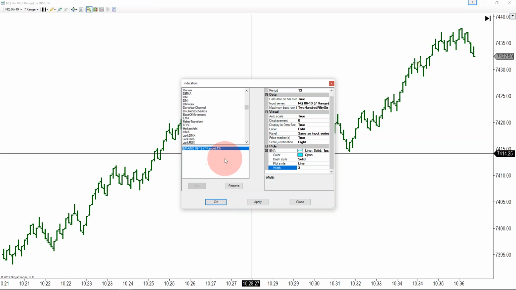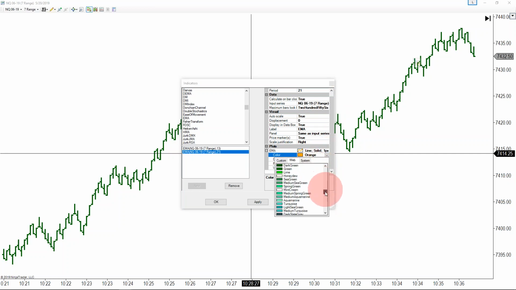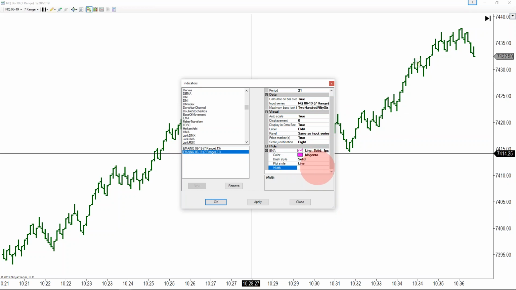Before I click OK, I'm going to click EMA and click new, and I'm going to make the next one a 21. So a 13 and a 21 EMA. This one I'm going to make magenta, how about that? And we'll make that one a width of 3 as well. And I'm going to click OK.